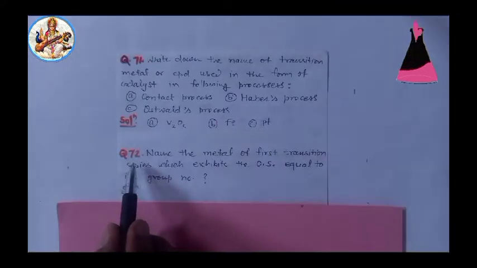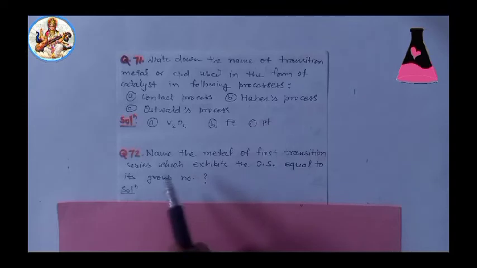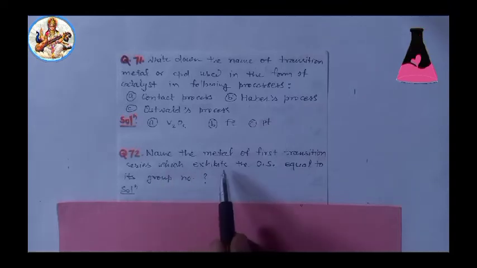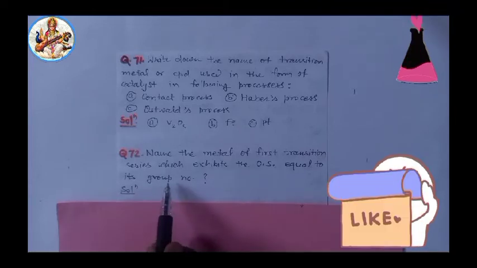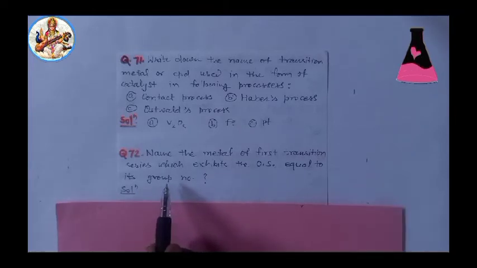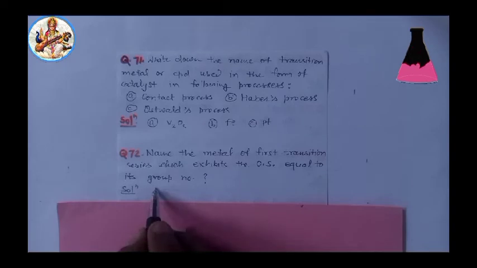Next, 72. Name the metal of the first transition series which exhibits an oxidation state equal to its group number. Very important. The answer will be manganese, +7.